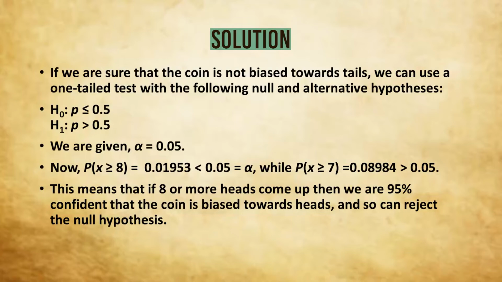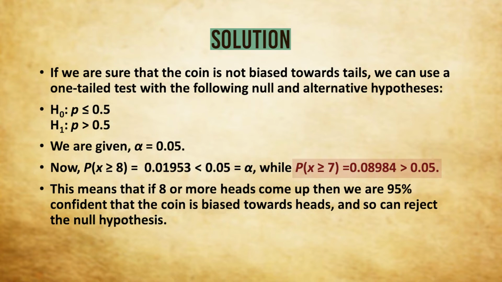If we are sure that the coin is not biased towards heads, then we can use a one-tail test with the null hypothesis p less than equal to half and the alternative p greater than half. We are given alpha equals to 0.05, 5% test. Now you can see probability x greater than equal to 8. If you can calculate this with the help of binomial distribution, it will come out as 0.01953, which is less than alpha. On the other hand, probability x greater than equal to 7 is 0.08984, which is greater than alpha.